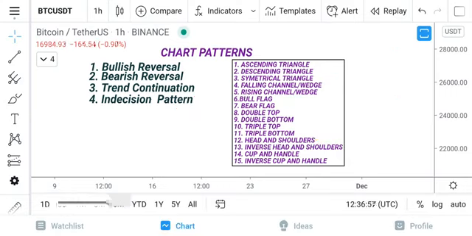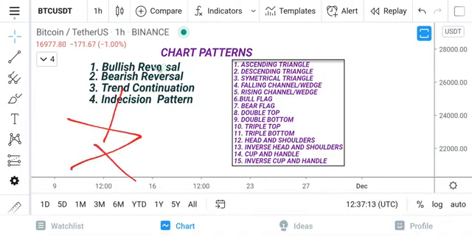So indecision chart patterns tell you that the market is in equilibrium. The market is in an indecision phase. That means the market could break towards the upside or it could break towards the downside. An example of an indecision chart pattern is this symmetrical triangle here.